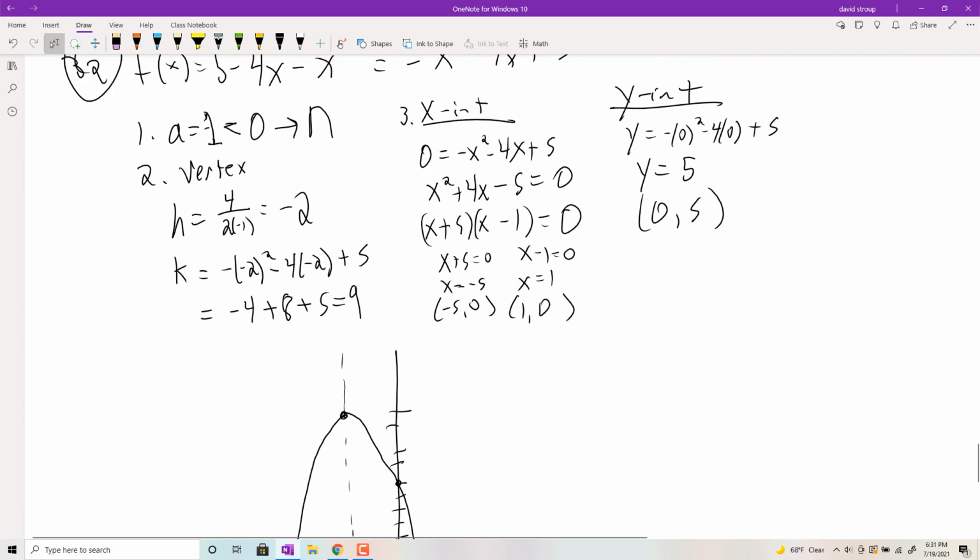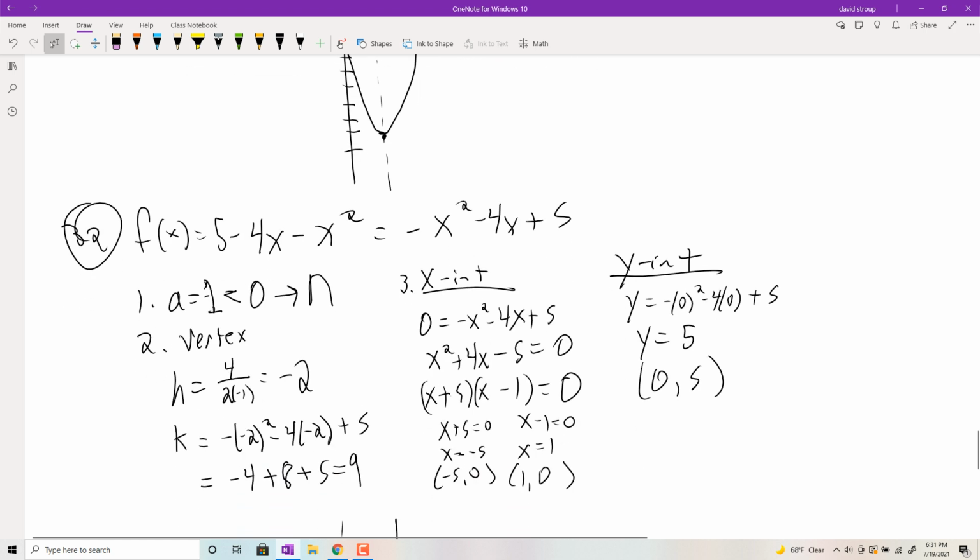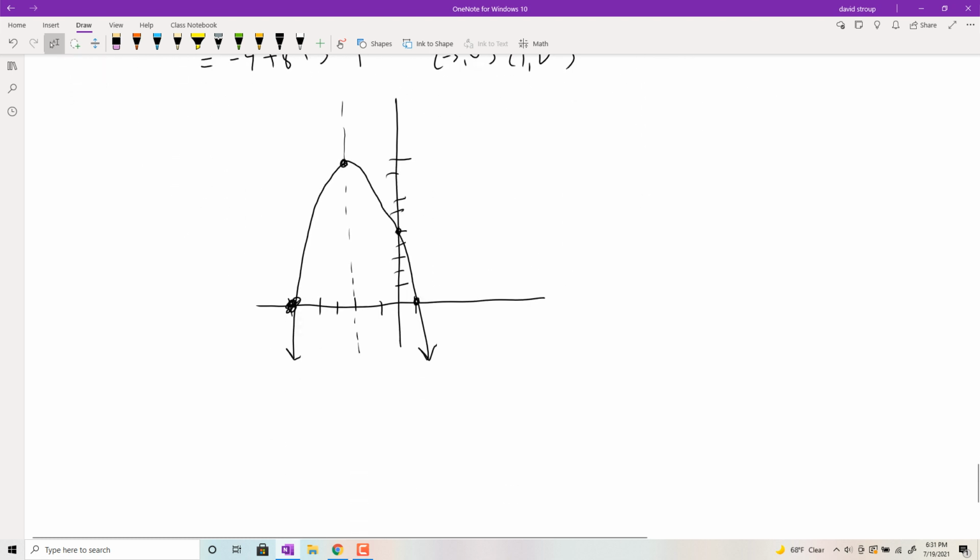Okay, so just those 4 things. Identify the a value. If it's negative, it's a sad face. If it's positive, it's a happy face. Secondly, get the vertex, then get the x and y intercepts, and then graph it.